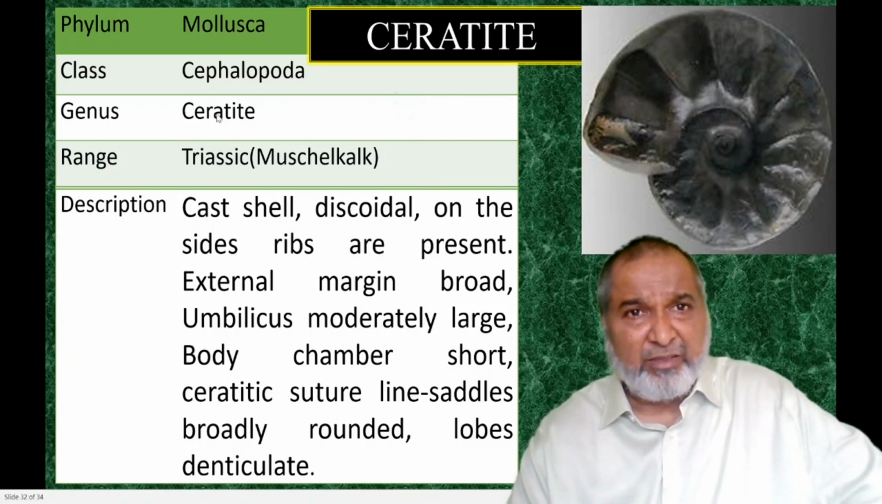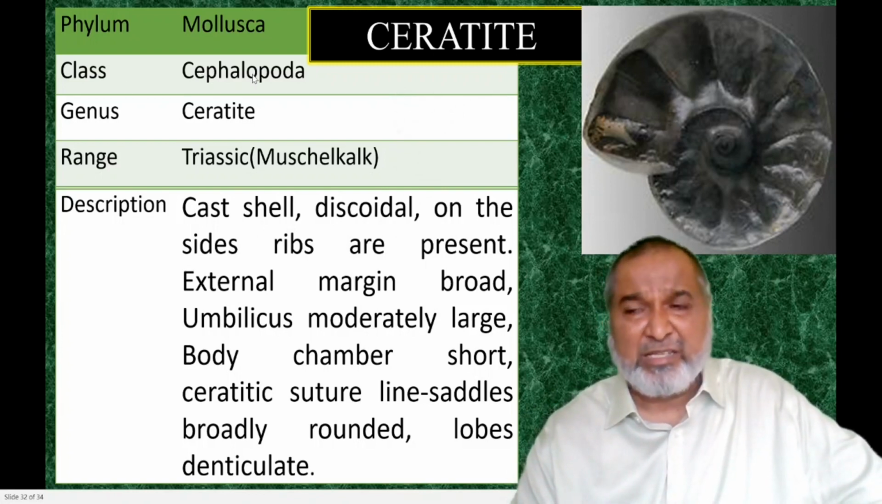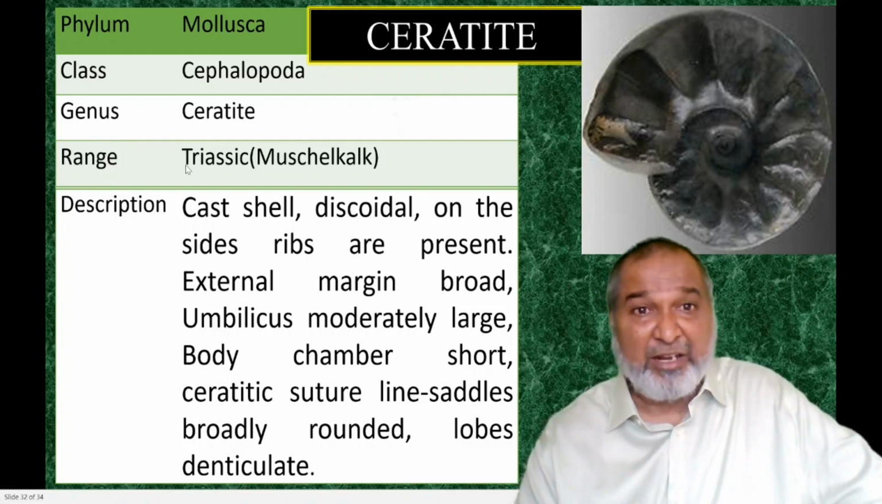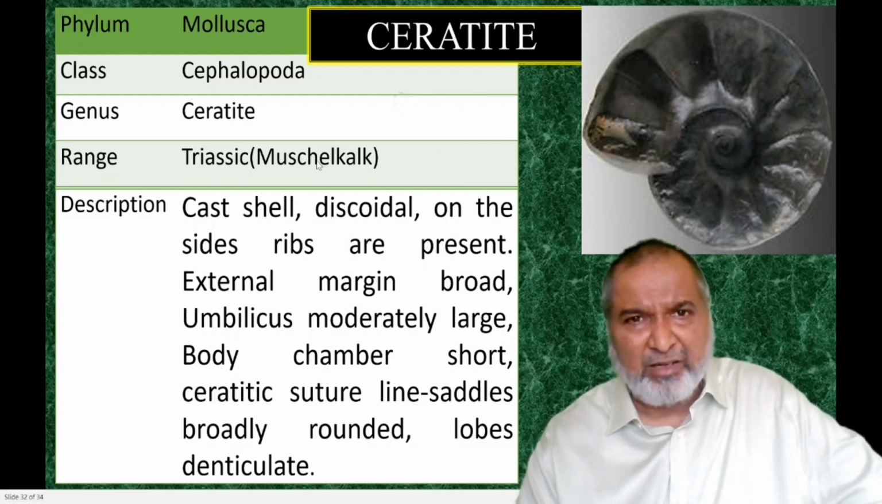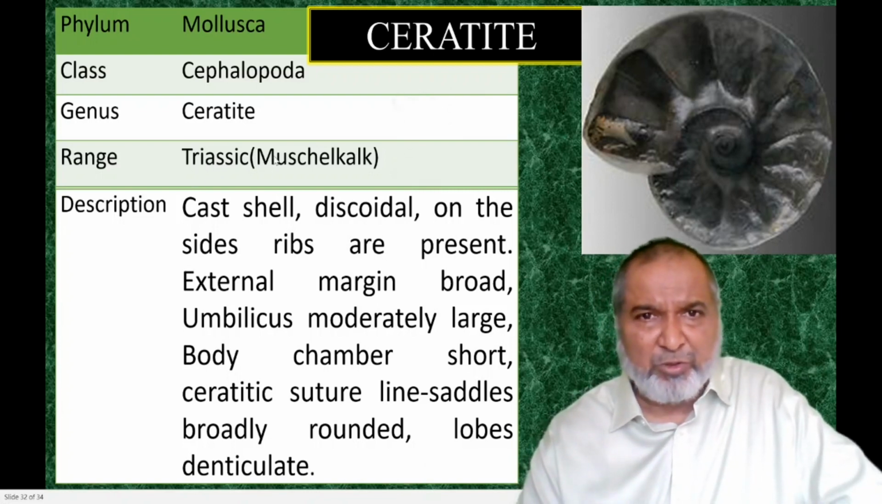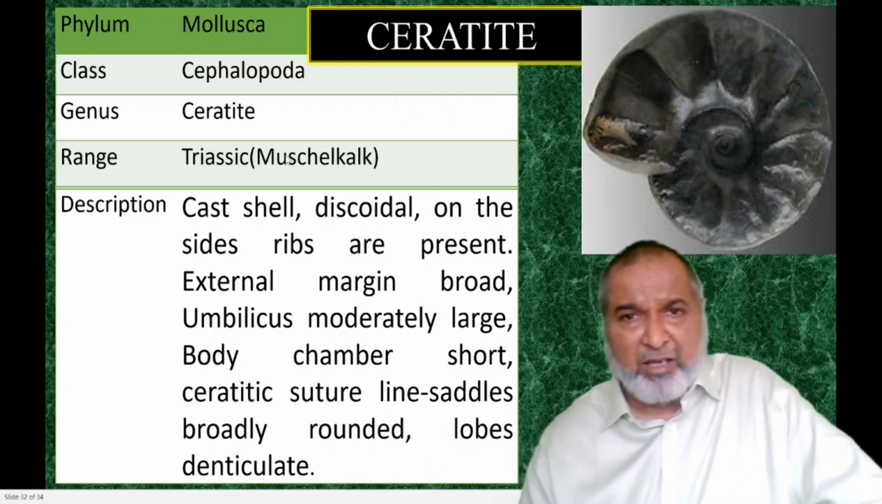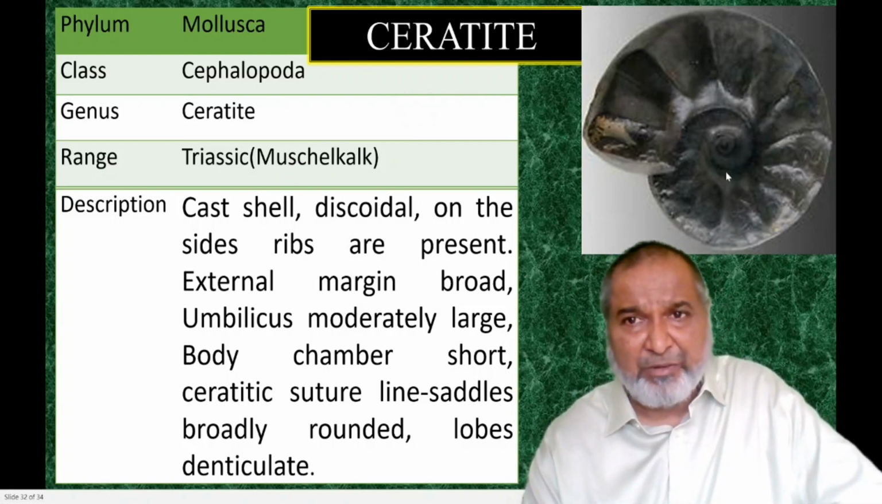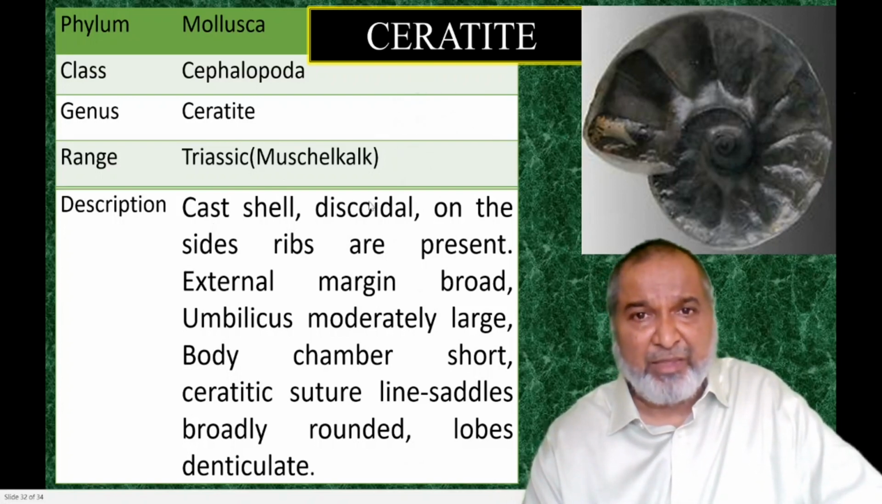Mollusca is the phylum, class is Cephalopoda, genus is Ceratite, and range is Triassic. Yes, the Muschelkalk we call it in that part, but in India we normally restrict it to the Triassic one. So that comes under the world stratigraphy part. Triassic. Now I can see the description. Cast. This is the first one. Shell, whatever you are going to see, it is a cast one.